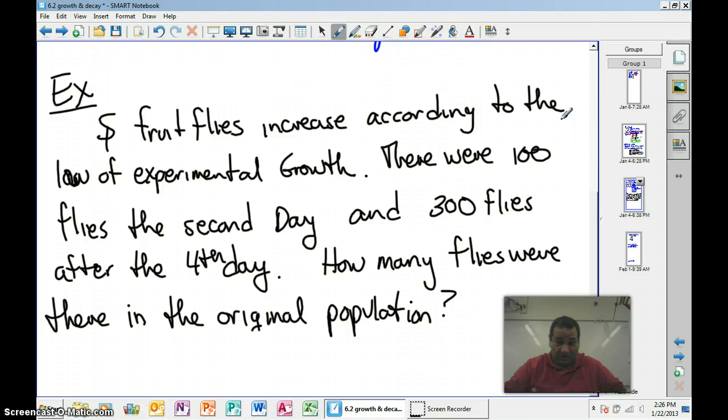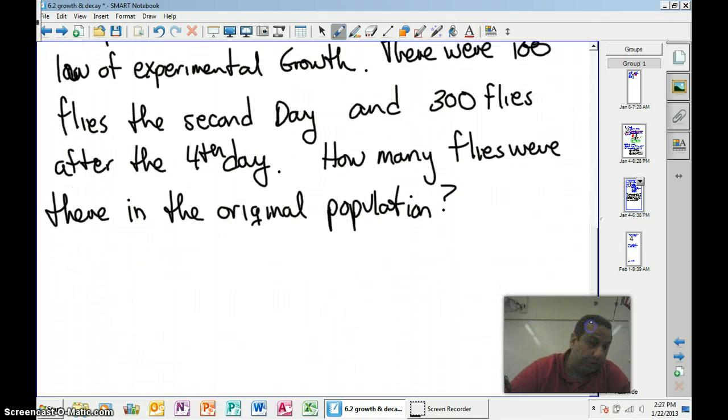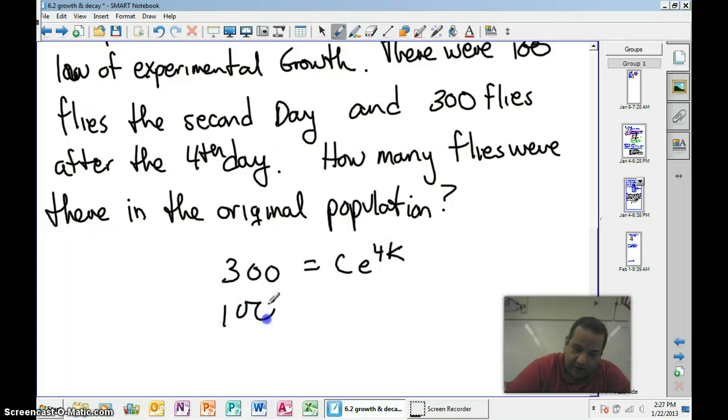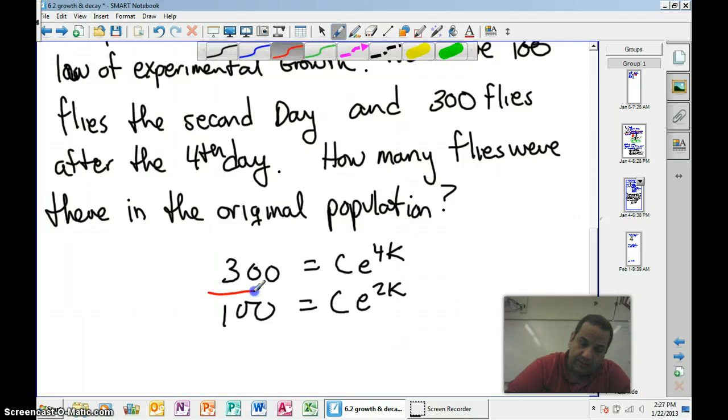So we want to find out how many we started with. So here we go. We have 300 flies on the fourth day, and we have 100 flies on the second day. So I'm going to divide these two equations. Let's divide both of them. So I'm going to get 3 is equal to e to the 2k.